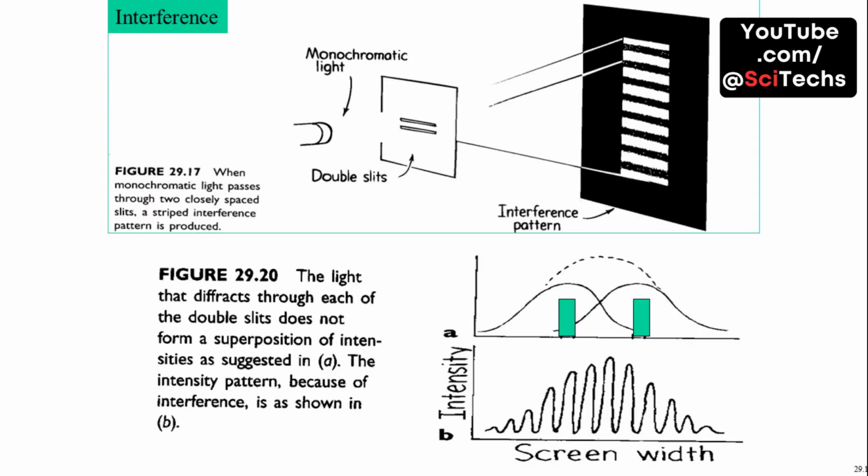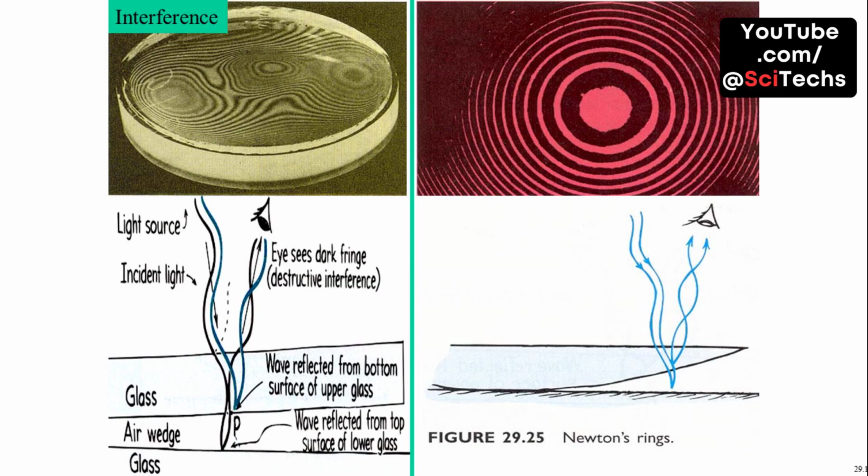The double-slit experiment demonstrates how light passing through two closely spaced slits creates an interference pattern. This pattern is a result of the superposition of light waves. Newton's rings are a type of interference pattern created by the reflection of light between two surfaces. These rings can be observed as concentric circles of varying brightness.